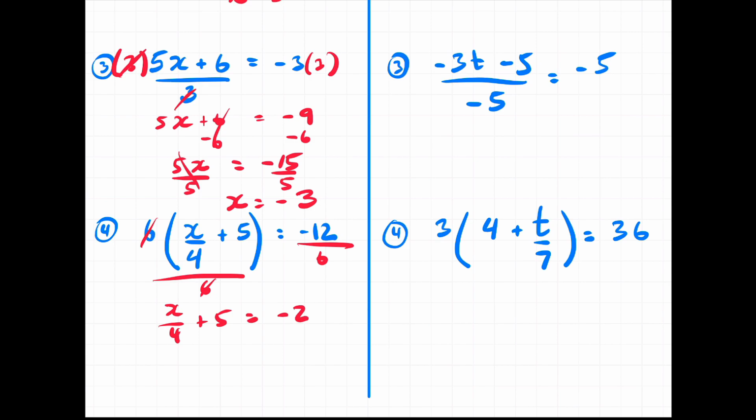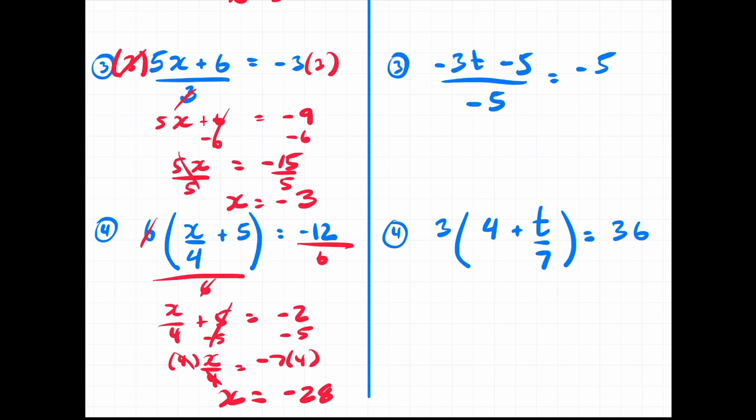So x over 4 is x divided by 4, but because the 4 is not also under the 5, I want to get rid of that 5 first by subtracting 5 again from both sides, leaving me with x over 4 equals, in this case, a negative 7. And finally, because it is x divided by 4, I'll multiply both sides by 4, isolating that x and giving us an answer of x equals negative 28.